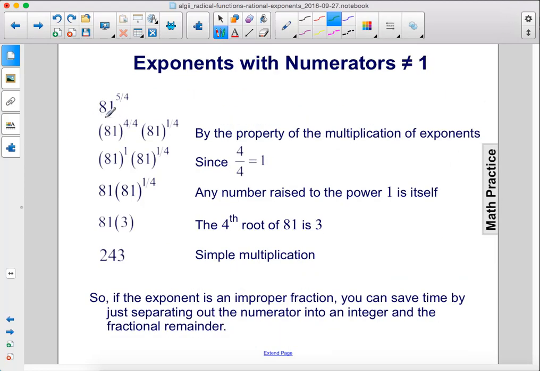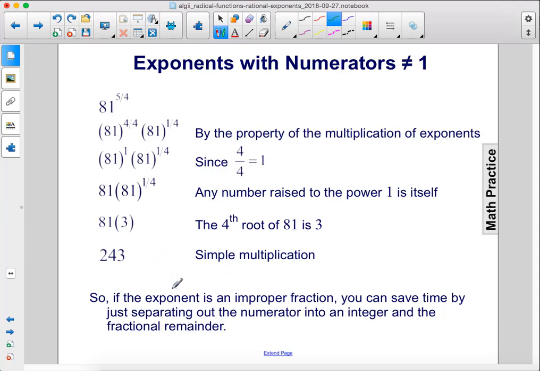If we start out with 81 to the 5/4 power, we can break it up into 81 to the 4/4 power times 81 to the 1/4 power, because 4 plus 1 will give us that 5. Now, 81 to the 4/4 power is the same thing as 81 to the first power, since 4 divided by 4 is 1. 81 to the first power is just 81. Now we have 81 times 81 to the 1/4 power. The 4th root of 81 is 3, and then we have some simple multiplication. 81 times 3 is 243.